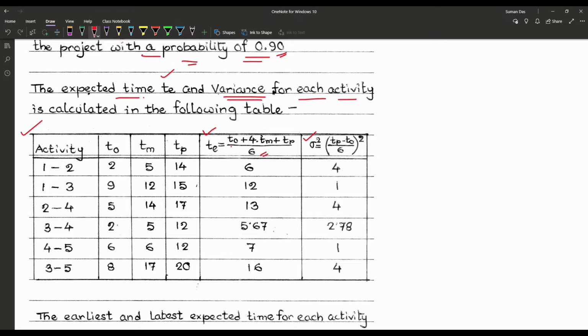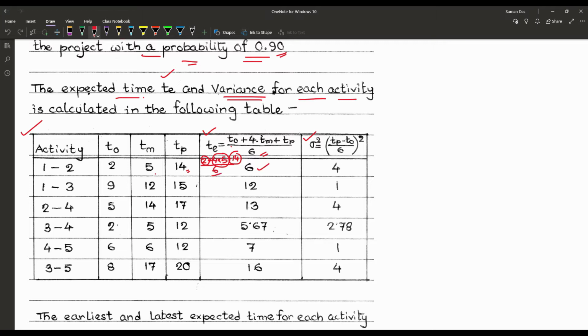Now for the activity, suppose that is 1 to 2, TO is 2, TM is equal to 5, and the pessimistic time is 14. So how can we find out? In that way, TO 2 plus 4 into TM, that is 5, plus TP, that is 14, upon 6, and that is equal to 20 plus 14, that is 34, plus 2, that is 36. So 36 by 6 is equal to 6.